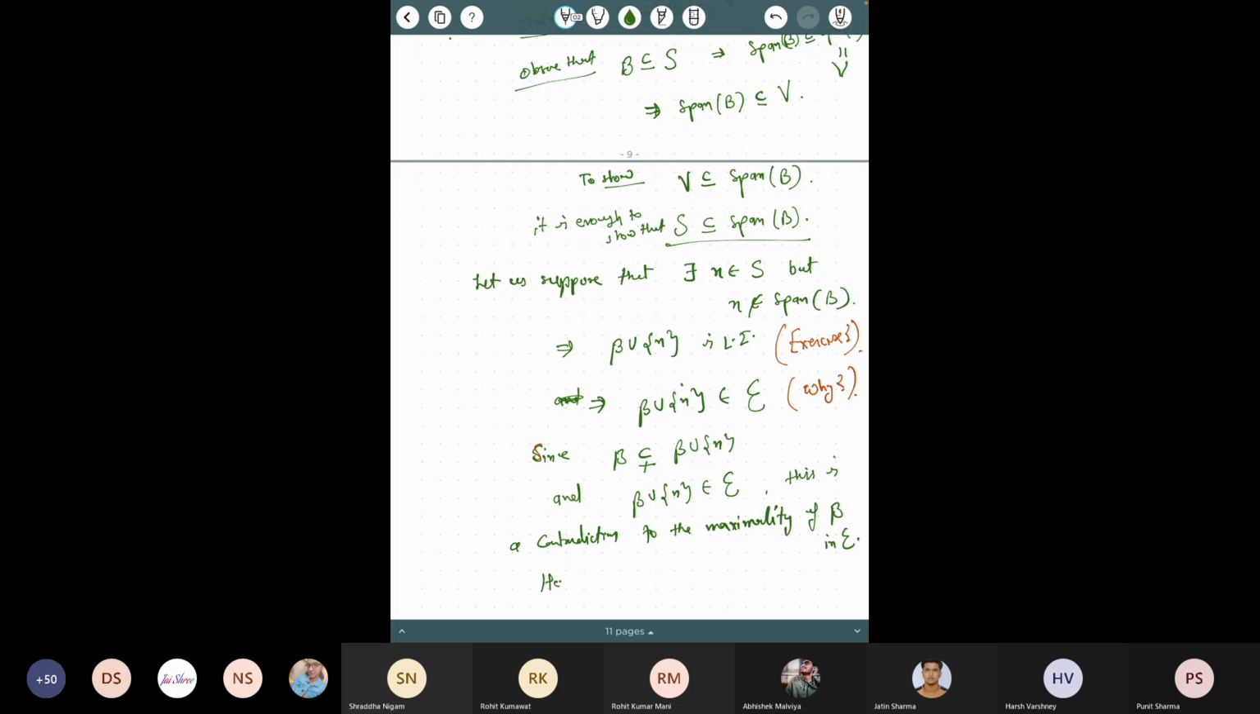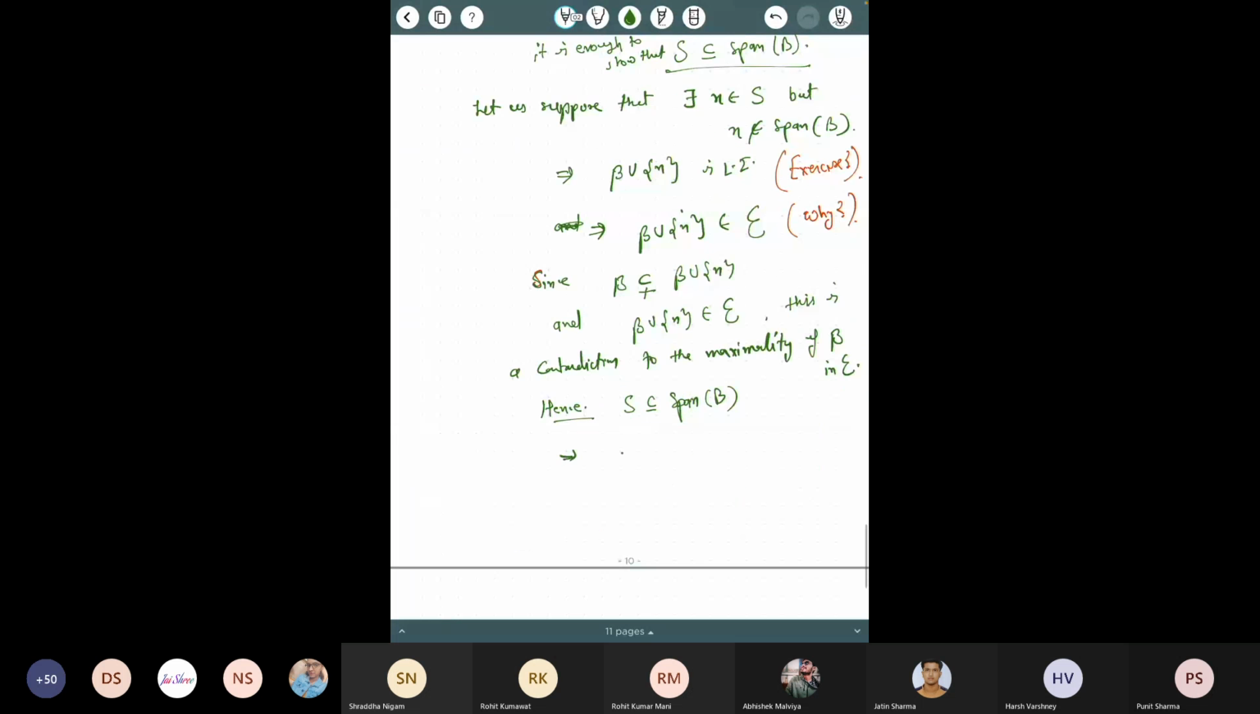And hence, therefore, whatever be your assumption that there exists x such that x is in S but x is not in span of B, this is not true, and this implies that S is a subset of span of B. But then this means that B is a basis such that this is true. We are done.